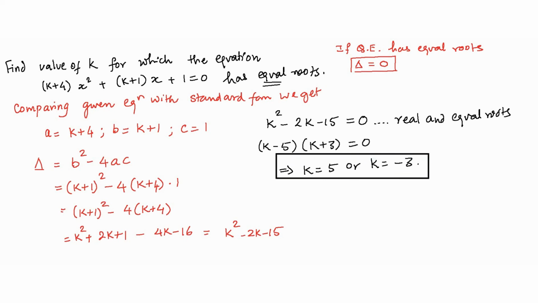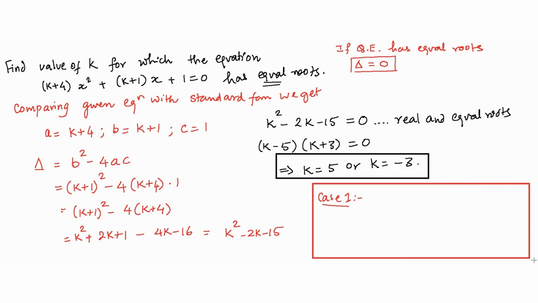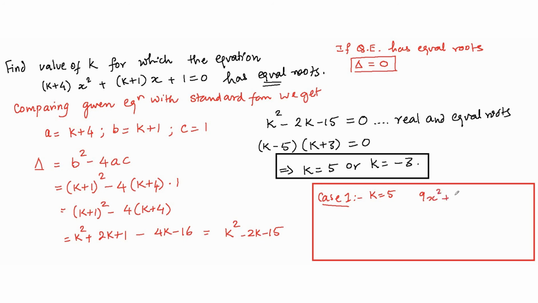So now what I can do is substitute. In case 1, though they have not asked me for the roots, I just wish to show you what happens to the equations. Let's consider k is equal to 5. Then I get 9x square plus 6x plus 1 equal to 0. So this is the equation that gets formed. And suppose k is equal to minus 3, then minus 3 plus 4 is plus 1, so I get x square minus 2x plus 1 equals 0. These are the two equations and both of them have equal roots.